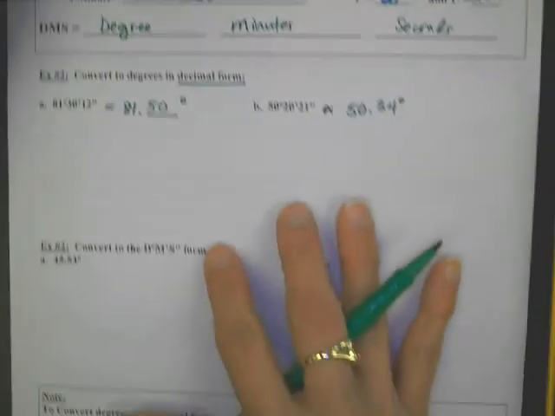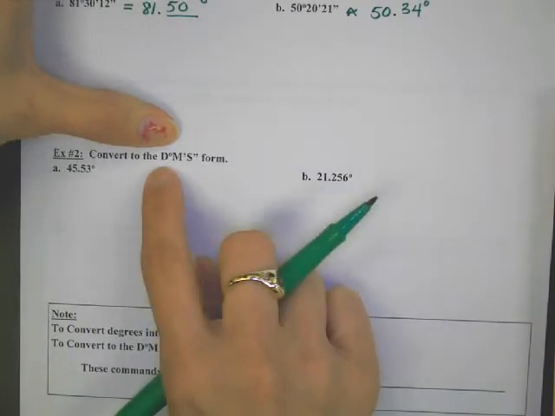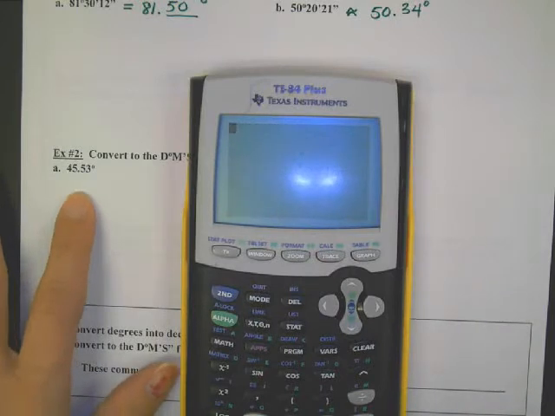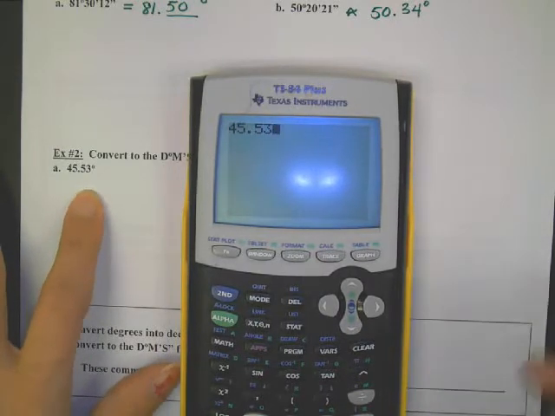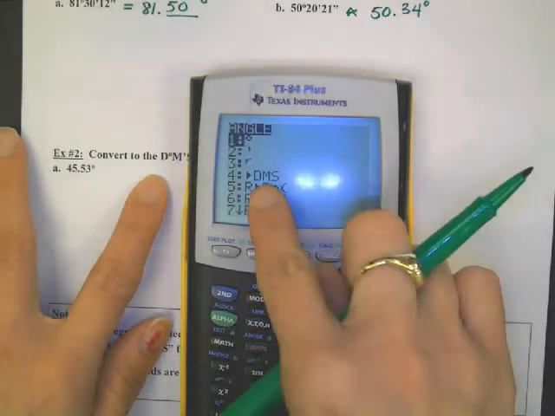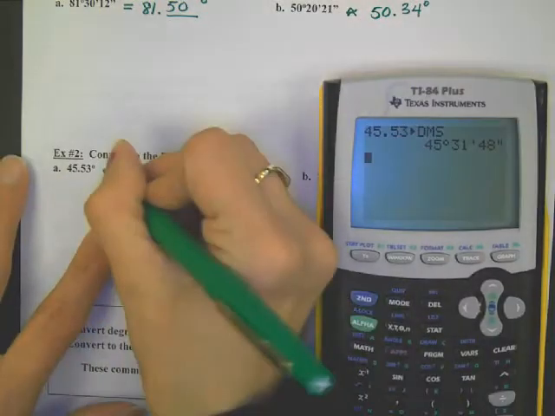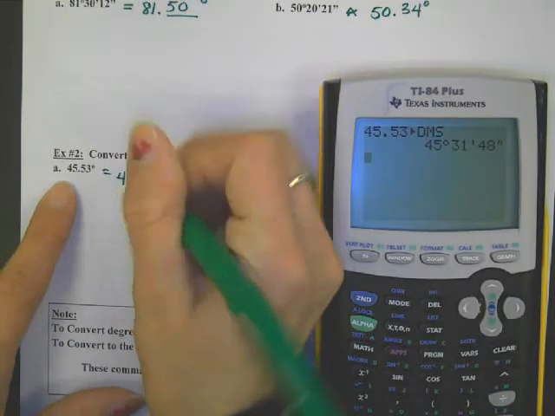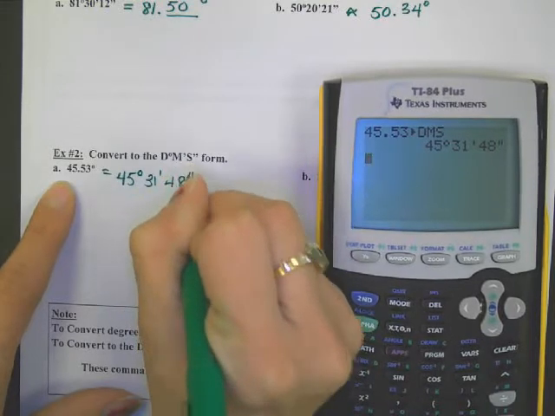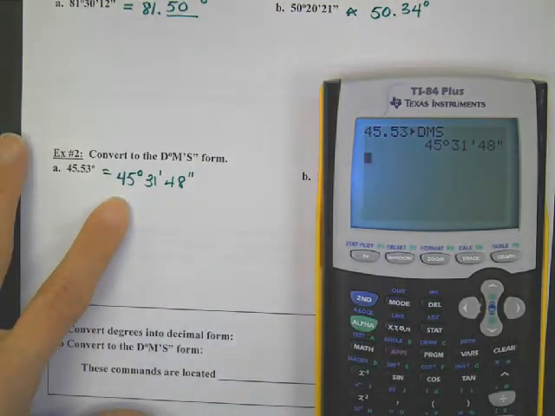Now let's take an angle that's in decimal form, and we're going to convert it to DMS, degrees, minutes, seconds form. So what we're going to do is start off by typing, let's clear that out, 45.53. And I'm going to convert that to DMS form. So we're going to go back into our angles command, and there it is, option number 4. Change it to degrees, minutes, seconds for me. 45 degrees, we've got 31 minutes and 48 seconds. So a 45 point something degree angle should still be a 45 degree angle.